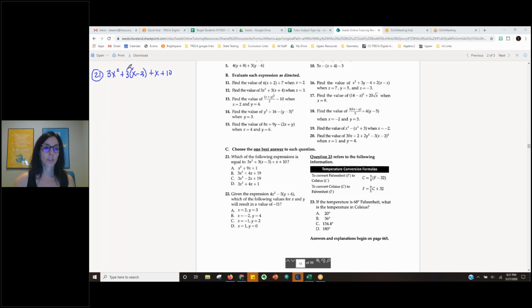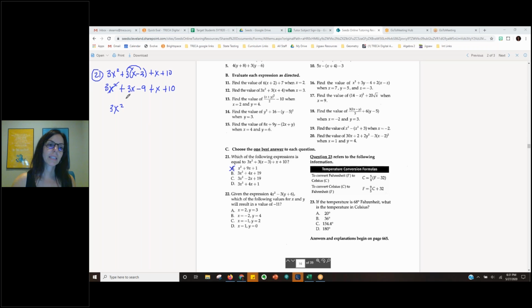First things first, distribute. I'm going to copy the 3x squared. 3 times x is 3x. Positive 3 times negative 3. Remember, that's a positive 3 times a negative 3. Negative 9. Copy plus x, copy the plus 10. I already can see that the first term would be a 3x squared, right? You can already see that. Cross that out. That eliminates A. I always like to check and see what I can eliminate.